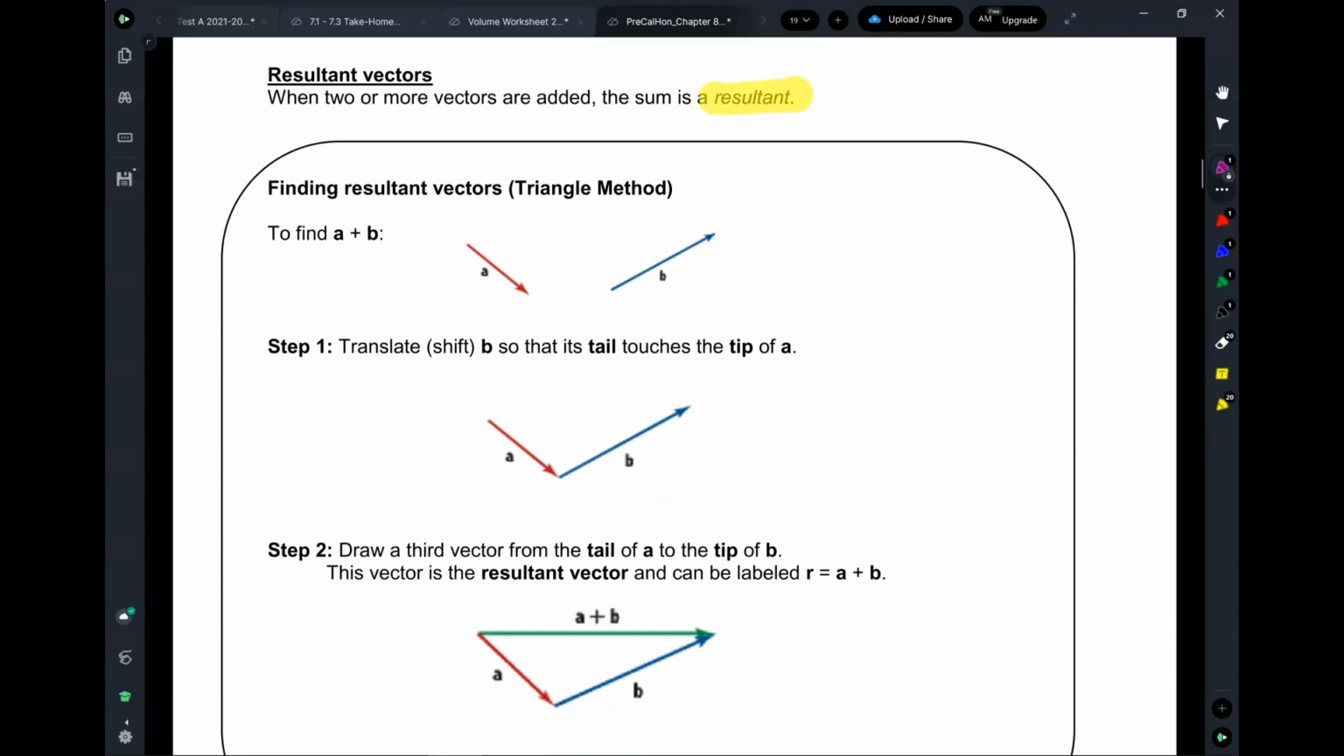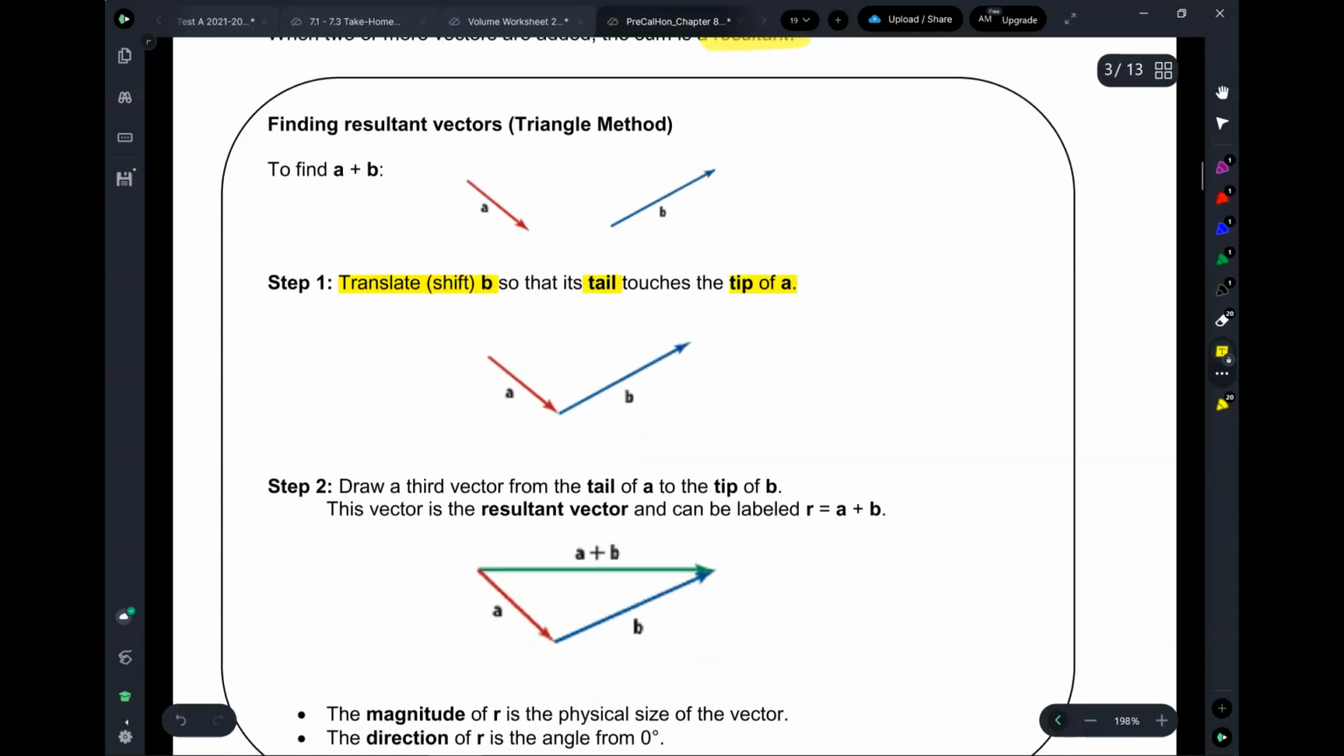To find the resultant vector, well, there are two methods. One is the triangle method, one is the parallelogram method. This is the one we're doing today. So you have a vector A and a vector B. You're going to find A plus B. Okay? All right, so here we go. Step 1, translate or shift B so that its tail touches the tip of A. All right, so you see the two vectors here? You physically take this one and just move it over so that the tail touches the tip of this.